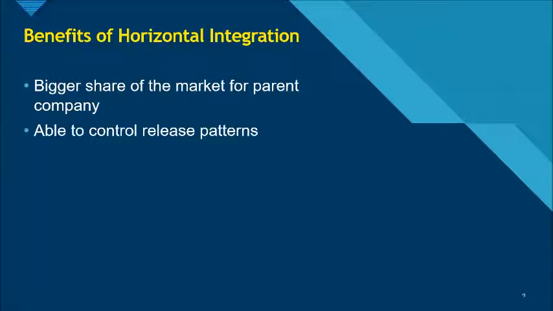A second way that horizontal integration benefits conglomerates is it allows them to control release patterns, and this means that they can release things that don't clash with each other. So they will release a new Avengers film at a different time than they would release a new Star Wars film, and therefore they don't ask their audiences to choose one over the other, and they can maximise their revenue and profits that way.